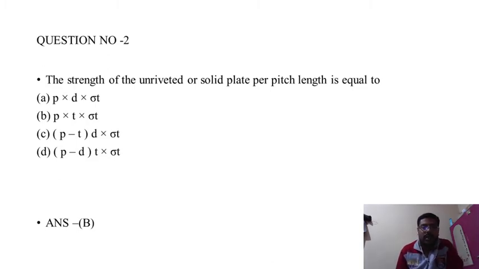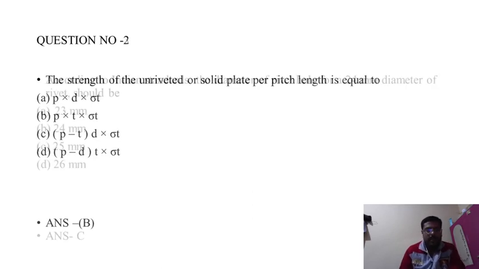So your answer is B. The strength of the unriveted or solid plate per pitch length is equal to option B, P into T into sigma T. This is the equation. So, next one, third question.